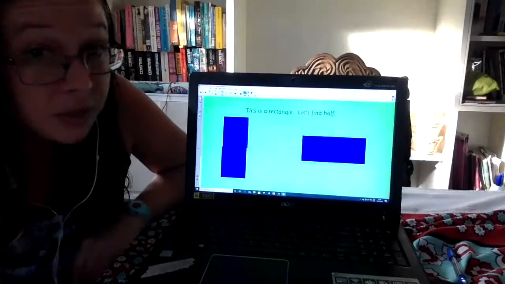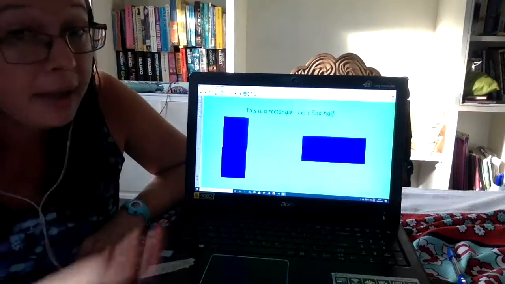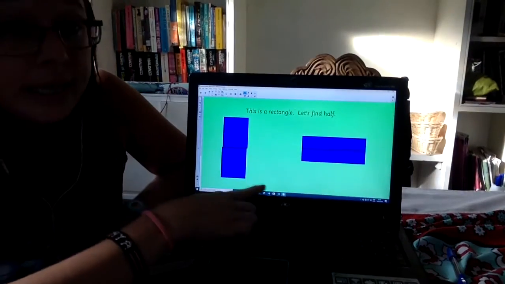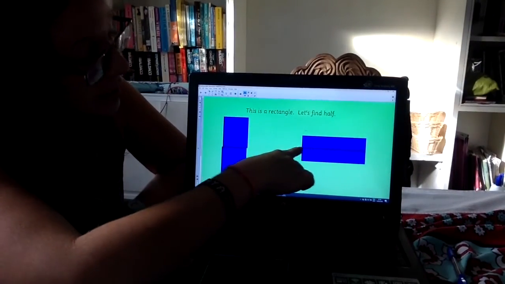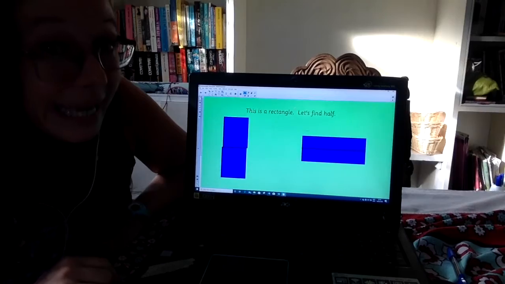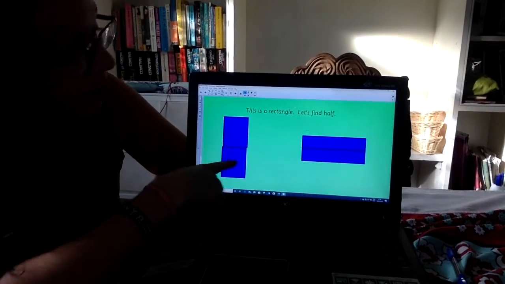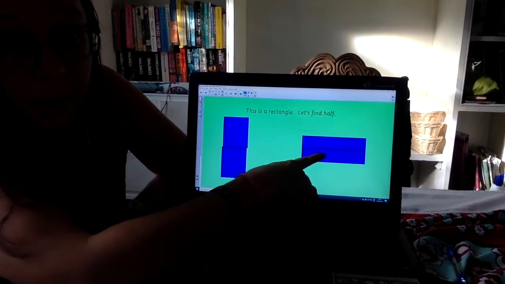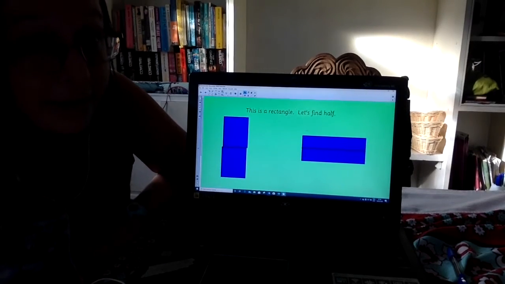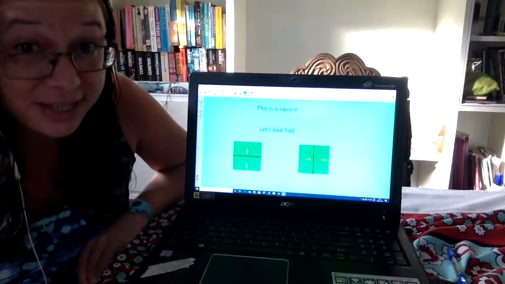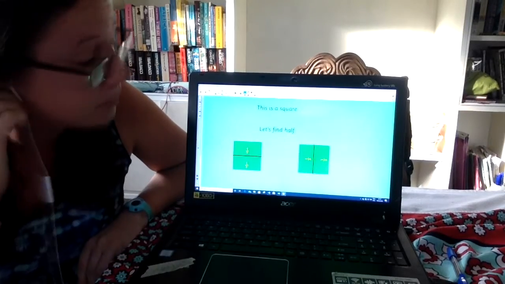But I can also split my rectangle in half this way by turning it horizontally and drawing another line separating it into 2 equal parts. So here I have 2 halves of the rectangle, and here is another way of showing 2 halves of the rectangle. Now let's try with a square.